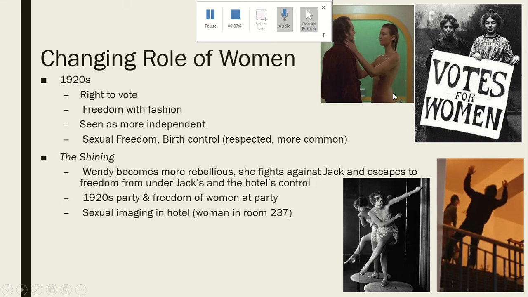So I just have the woman from 237, votes for women, flapper girl, and then Wendy pushing Jack down the stairs, kind of symbolizing the rebellion and women pushing back against men and fighting for their rights and for their families.